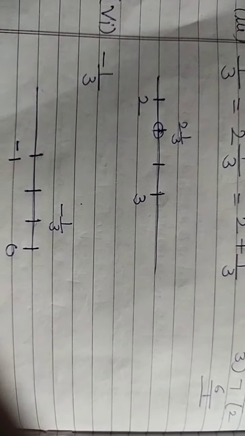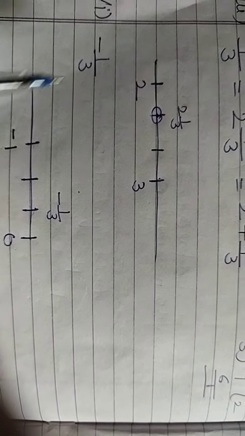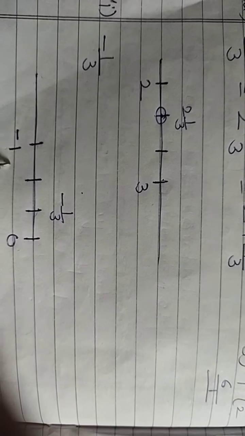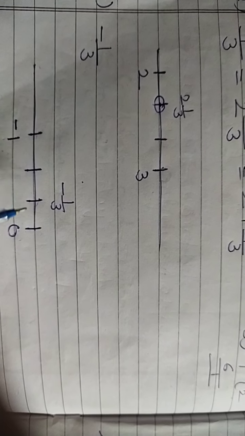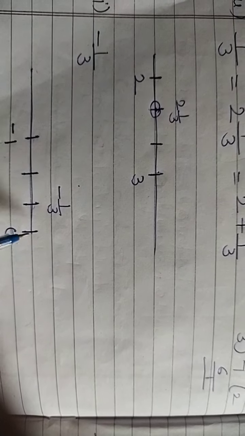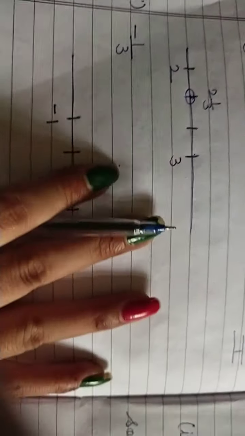So as you can see that the number is negative, so it will be represented between 0 and minus 1 if the numerator is less than the denominator. Here again you can see that the numerator is less than the denominator, therefore the number is negative, so it will come between 0 and minus 1. Now you will divide the area between 0 and minus 1 in 3 equal parts. As the denominator is 3, you will divide the area between 0 and minus 1 in 3 equal parts, and now you will shade the 1/3 part of this area, and it will be minus 1 by 3.